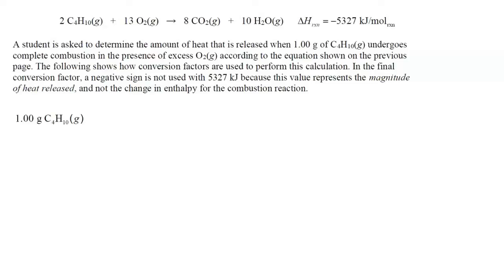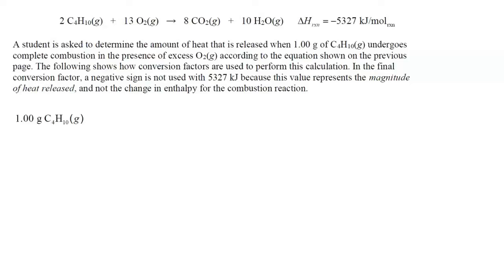Okay, here we go. A student is asked to determine the amount of heat that is released when 1.00 grams of butane, C4H10, undergoes complete combustion in the presence of excess oxygen according to the equation shown. Now it says on the previous page in your packet, but it's right here on the slide in this video. The following shows how conversion factors are used to perform this calculation.